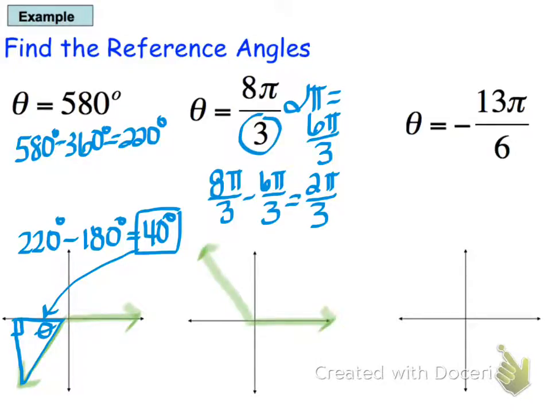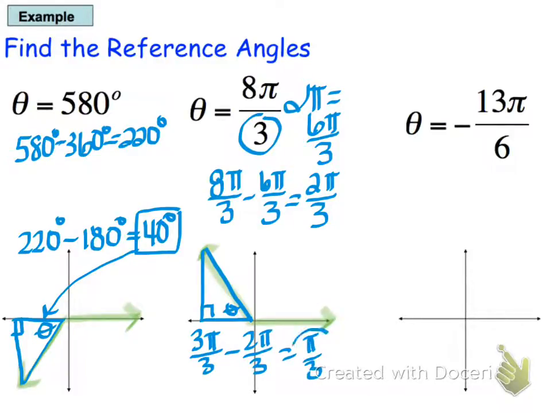We'll go ahead and once again make a right triangle, so we'll drop this down to the x-axis. And we want to know our new theta there. Now in this case, I'm going to take pi halfway around the circle, so pi is 3 pi over 3, and subtract the 2 pi over 3 I've already gone. And I can see what I'm left with is pi over 3. And so pi over 3 is going to be my angle of reference, my theta.